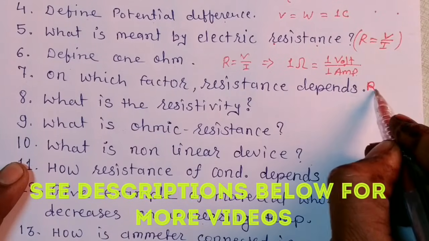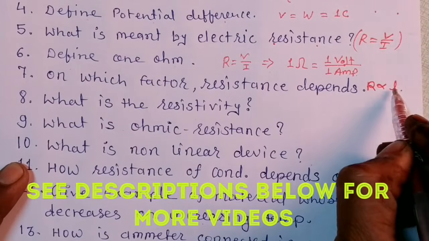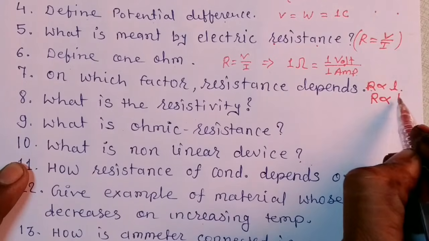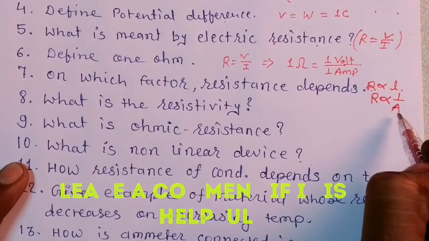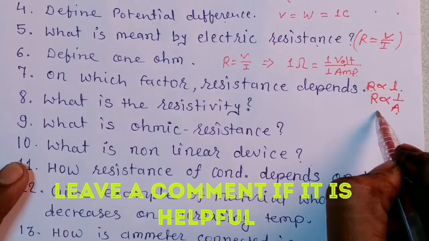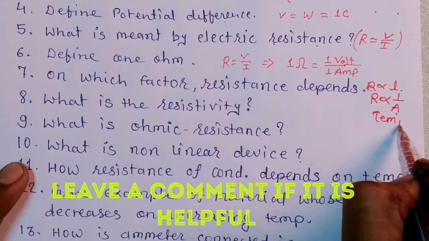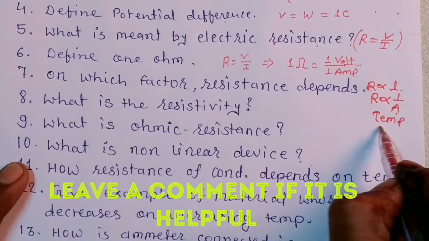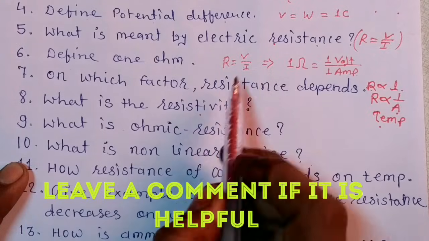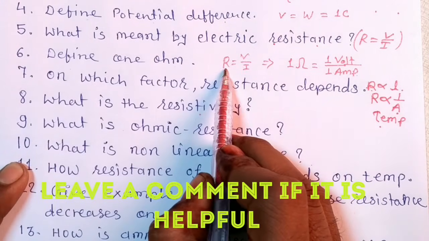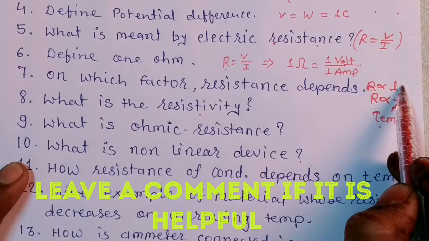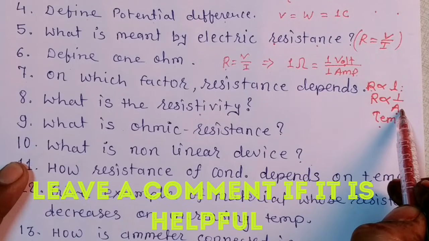Resistance R depends on the length of the conductor. It is directly proportional. Resistance R is inversely proportional to the cross-sectional area of the conductor. Resistance also depends on temperature and type of material. What is resistivity? Resistivity is the resistance per unit length and per unit cross section of the conductor.